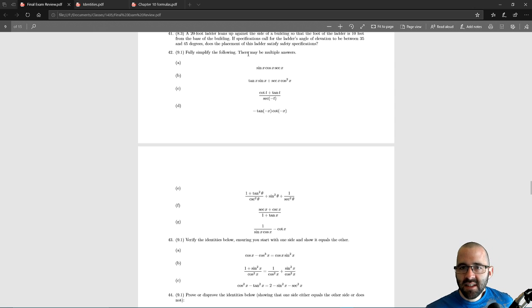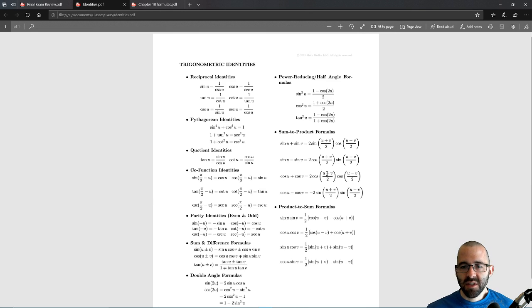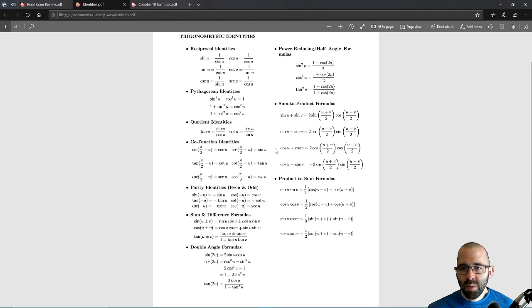Yeah, this gets into chapter 9. Again, you can use this identity sheet. Big note on the identity sheet: before the final, if you want to write explicitly the half angle formula, go ahead. This can be used for the half angle formula, but if you want to explicitly write it down on your sheet, go for it.